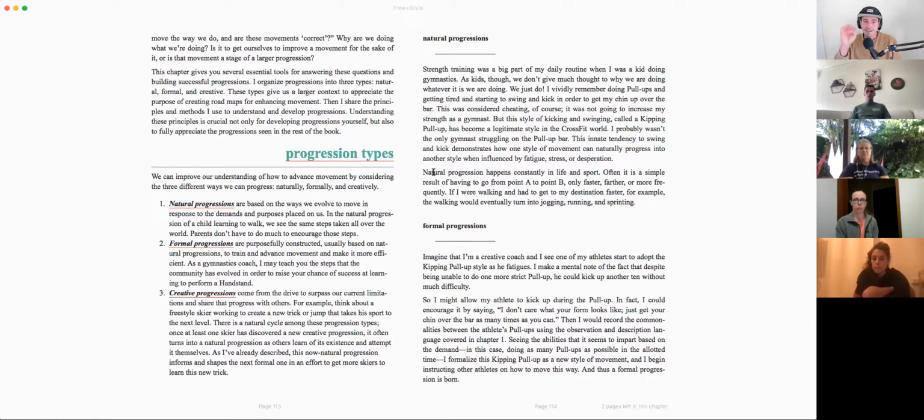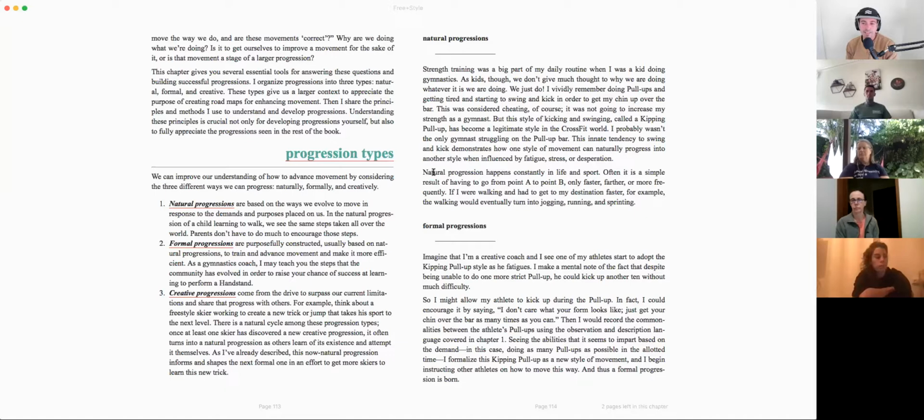Noticing that a natural progression leads to specific types of movement patterns allows us to observe them and now move into what we call a formal progression. And the formal progression is the one where you take that which you have observed that has progressed naturally, and now you teach it, you share it with others.